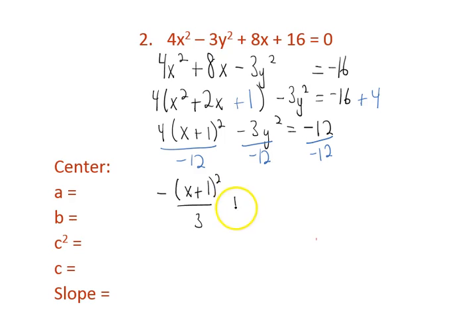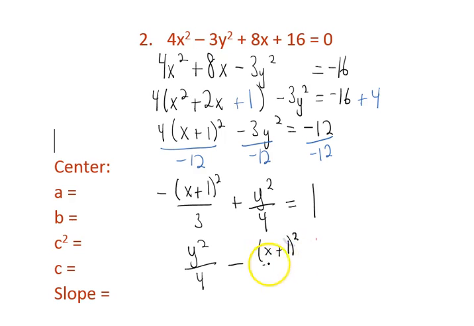Here, I have 2 negatives, so that'll make a positive. And the 3 and the 12 are going to reduce to 4. And then on this side, 12 over 12 is 1, so -12 over -12 is 1. And if you notice, now I have this equation, but it doesn't have a minus in the middle of it, and it's a hyperbola. This does have a negative in front of it, the first piece, so I'm going to switch these two. And my equation is now going to be y squared over 4 minus x plus 1 squared over 3. And we're going to set that equal to 1. So this is the form that I want to work with.